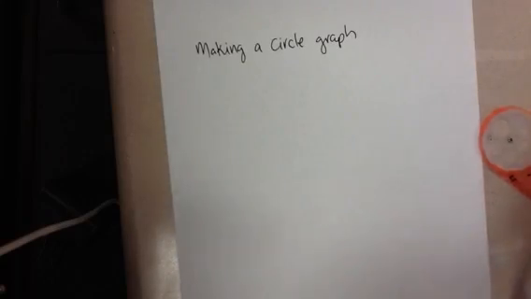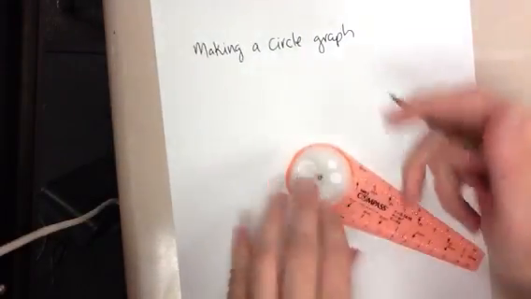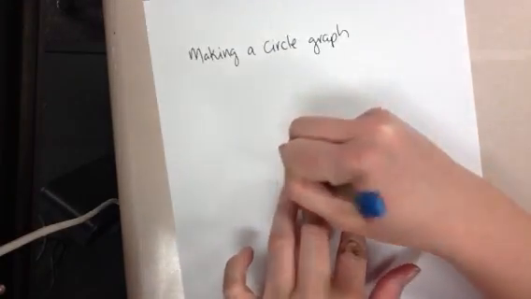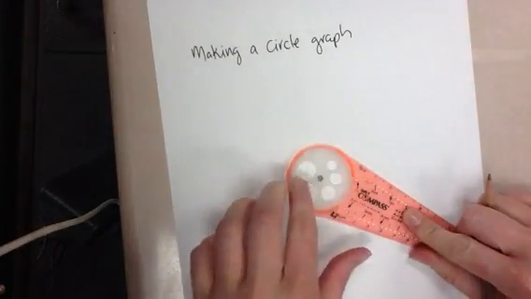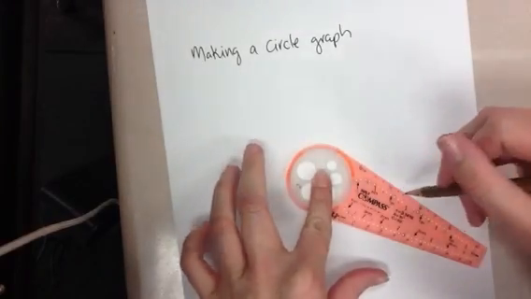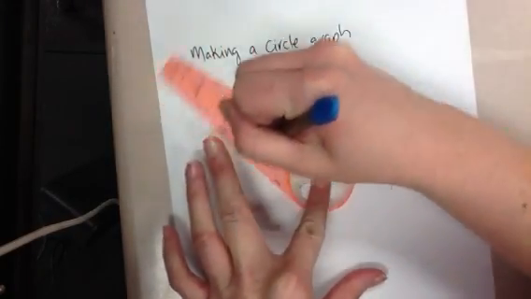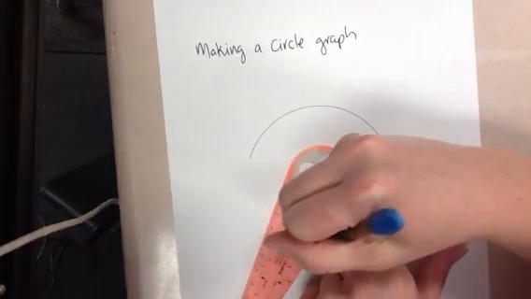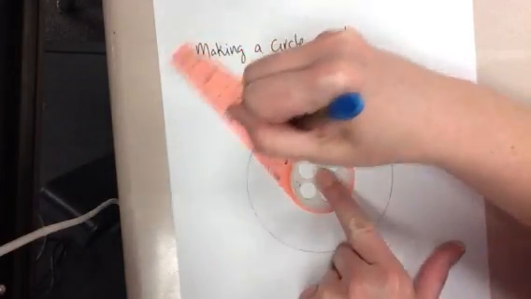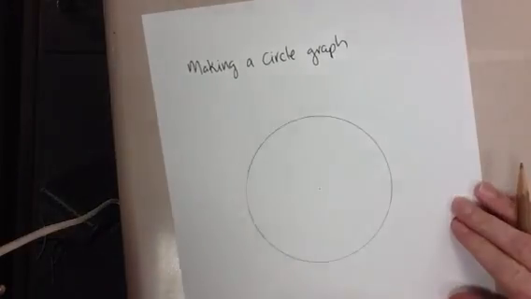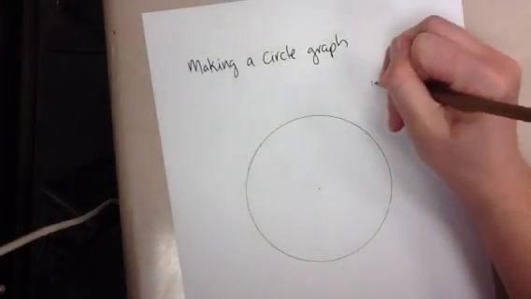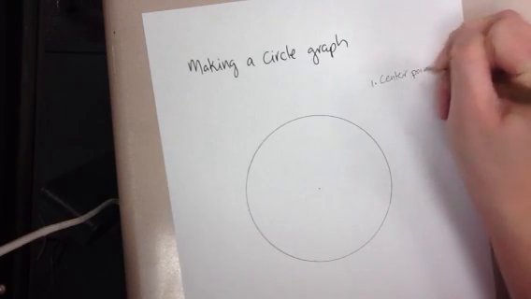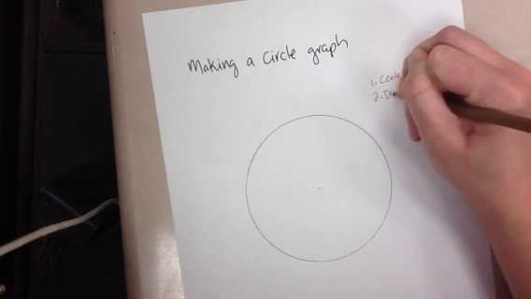First thing you need to do in making a circle graph is make your center point. So you hold your compass, you make sure you have a nice solid center point, and then you're going to choose a circle that will fit within your circle graph paper. You want to draw it just like so. Remember, always using the same dot. So to recap, step 1, center point. 2, draw a circle.